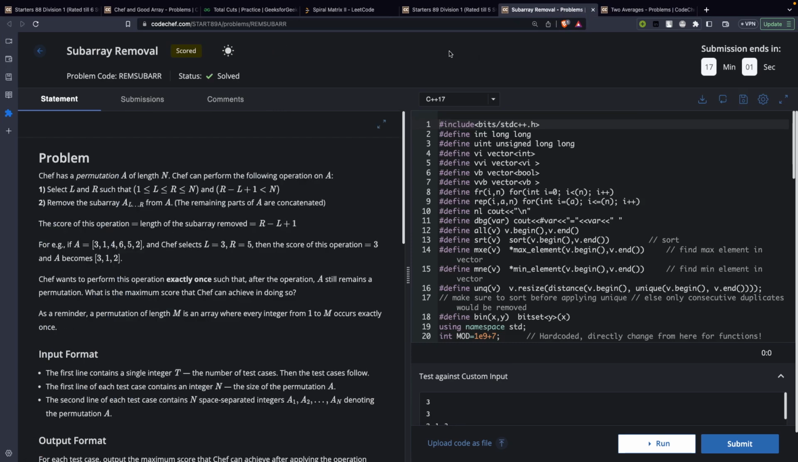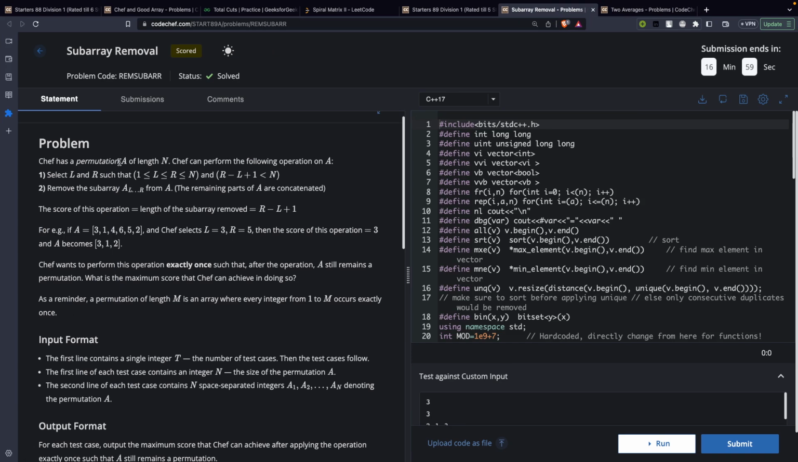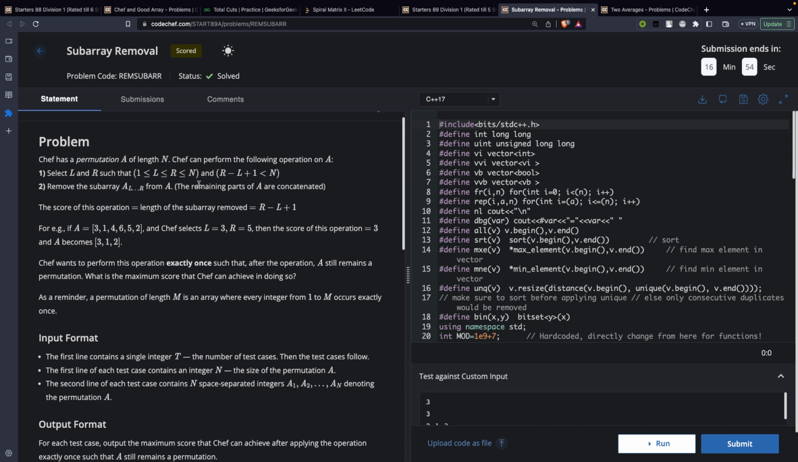Subarray removal is the next problem we're going to discuss. The problem states that you have a permutation A of length n, right? And then you can remove a subarray out of it, but you cannot remove the entire array. So definitely the entire array is also a subarray, but it's not a proper subarray. So you have to remove a subarray that is having a size less than n, right? That is something they have given.